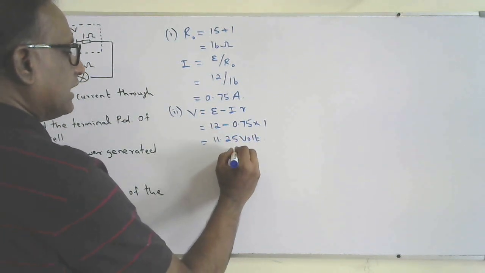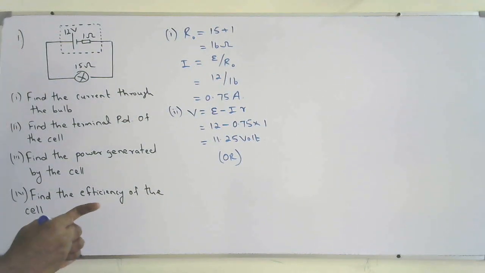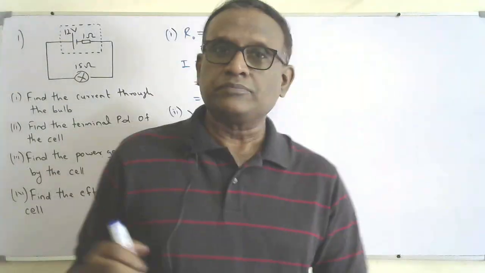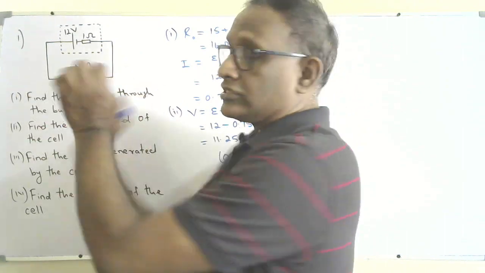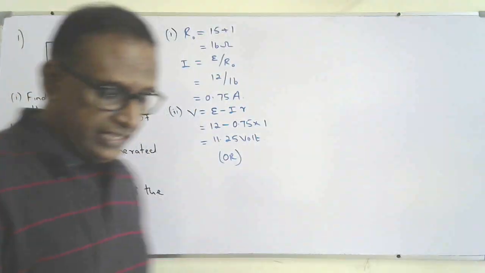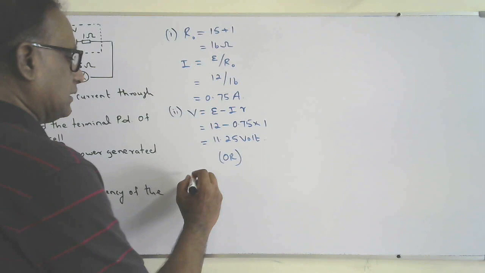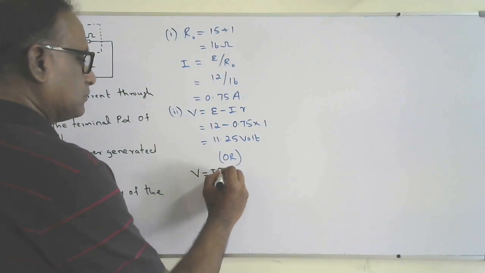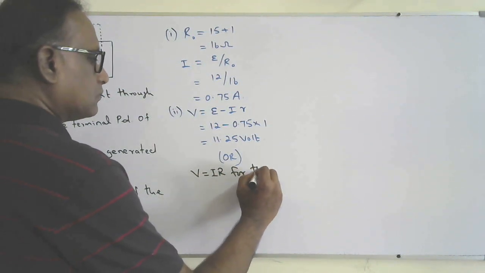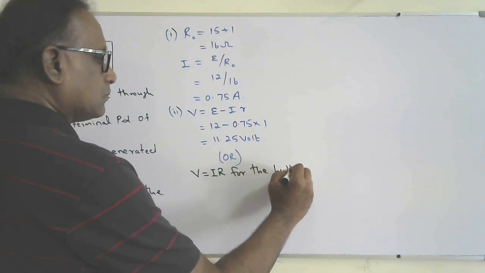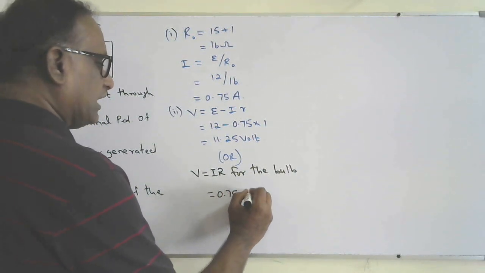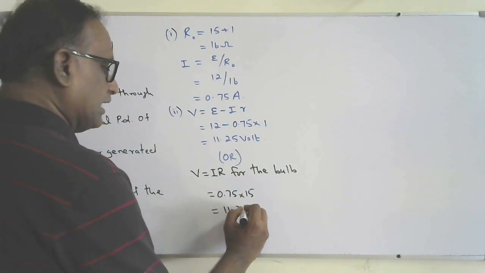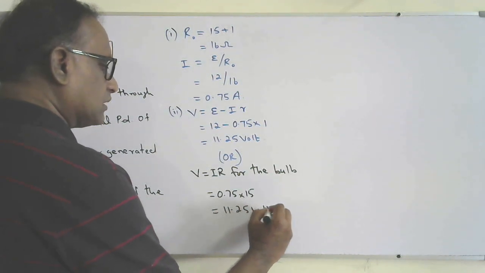Or I can find it like this in this circuit. The terminal potential difference means voltage across the terminals. That will be the same as the voltage across the bulb. So I can use V equal IR for the bulb. So that will be equal to current 0.75 into 15. You will get the same answer, 11.25 volt.